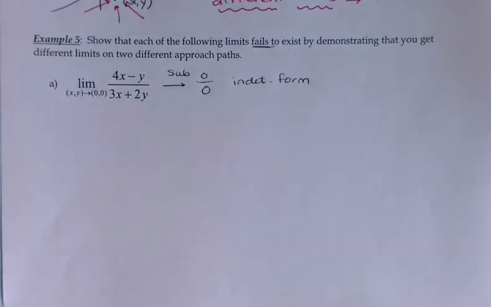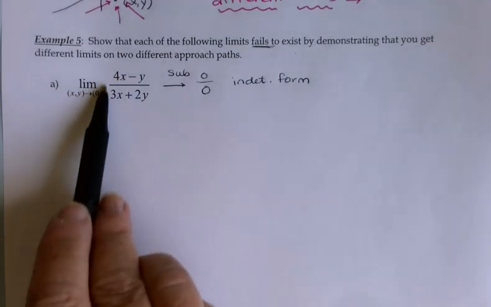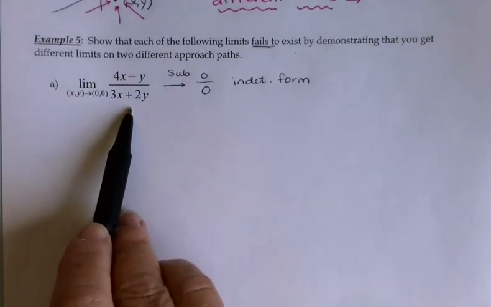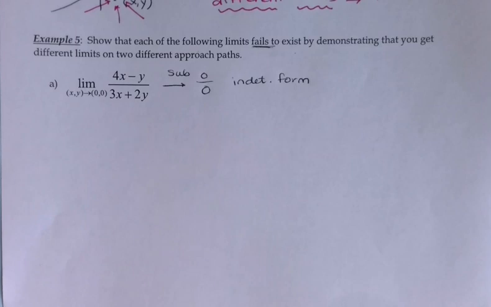Usually when that happens, our solution is to do some algebra, but you might notice here there's really nothing to be done, right? I can't factor anything. There's no conjugate to multiply by. There's no trig to simplify. There's really nothing I can do to that, which is the first thing that makes me suspicious that it's probably going to fail to exist. But they told me that in the instructions anyway, so we're good to go.